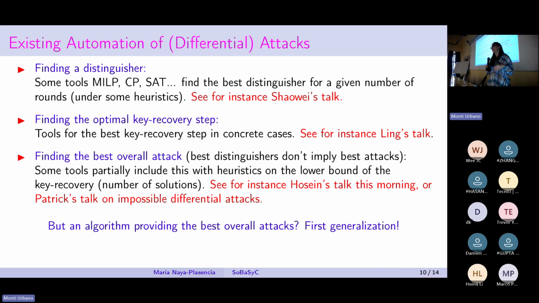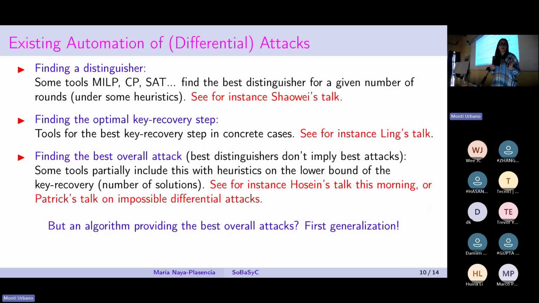And for instance, we will see later Xiaowei's talk that talks about this kind of tools. And there are also some other tools that, given a distinguisher, try to find the optimal key recovery. There's nothing that is really generic for this, but in some concrete cases, there are some tools that exist. And for this, for instance, you can see a talk that will come right after mine, that is talking about a key recovery tool for word-based ciphers.